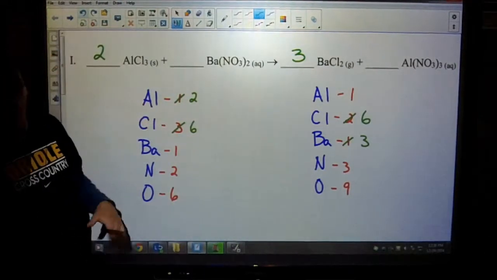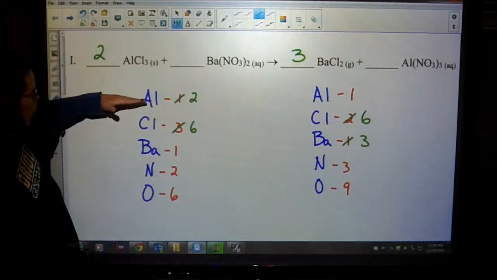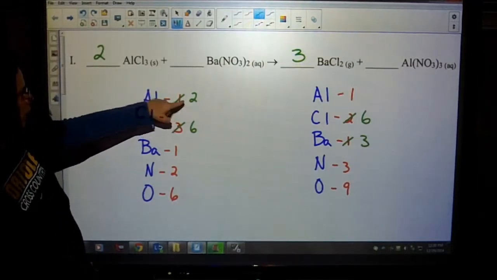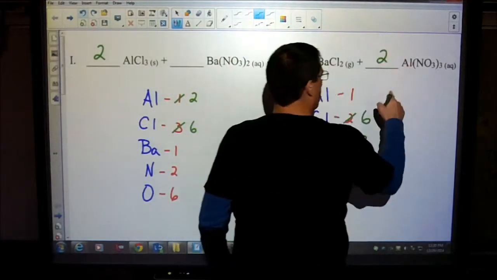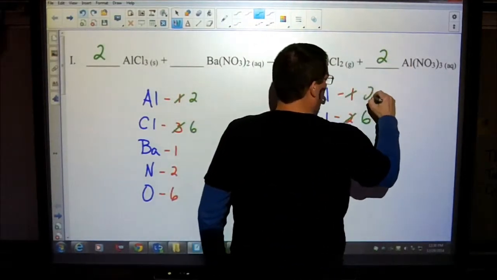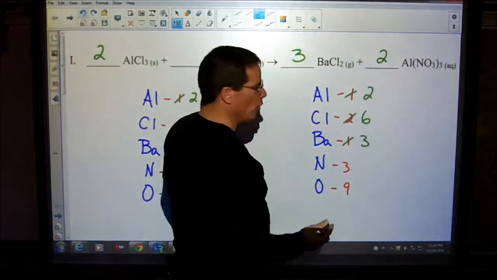No, it's how many you have after you put the coefficient in. All right, so let's go right back to the aluminum. Since I have 2 here and only 1 there, let's go ahead and put a 2 here. That'll give me 2 aluminums. Now it also changes my nitrogen and my oxygen, so let's update those values.